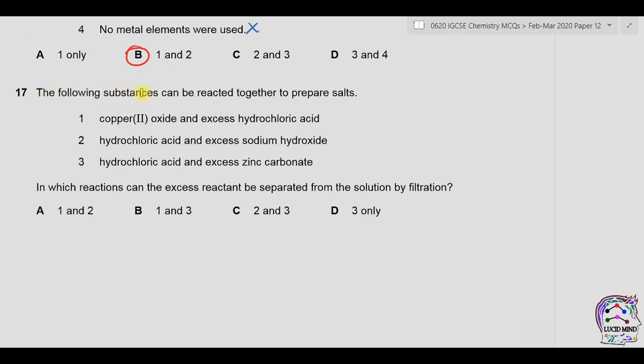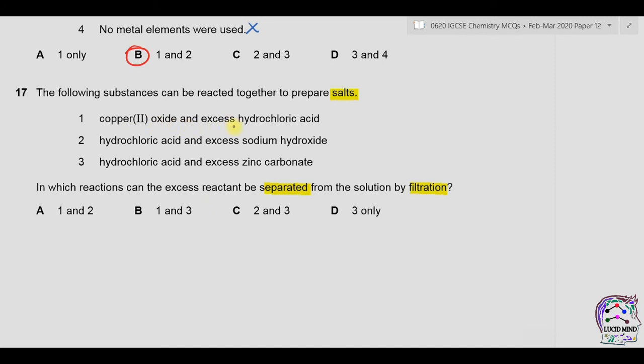Question 17. The following substances can react together to prepare salts: copper oxide and excess hydrochloric acid, hydrochloric acid and excess sodium hydroxide, hydrochloric acid and excess zinc carbonate. In which reaction can the excess reactant be separated from the solution by filtration? Now only that substance can be separated which is insoluble in the solution or insoluble in water. So therefore let's find which excess reactant is insoluble.